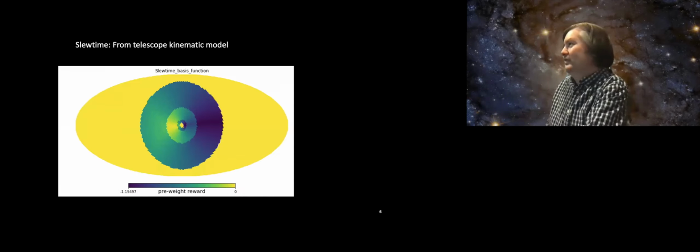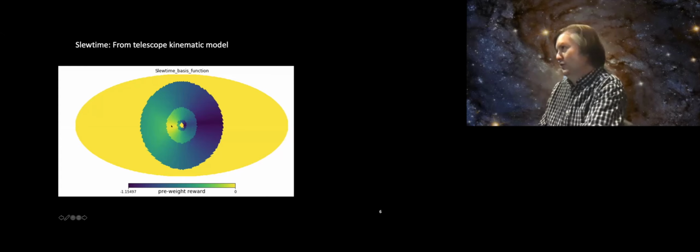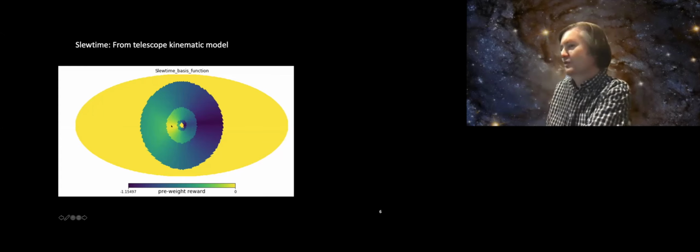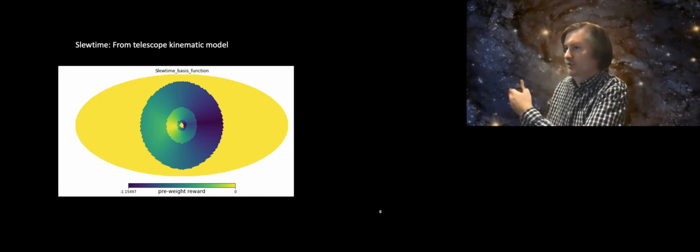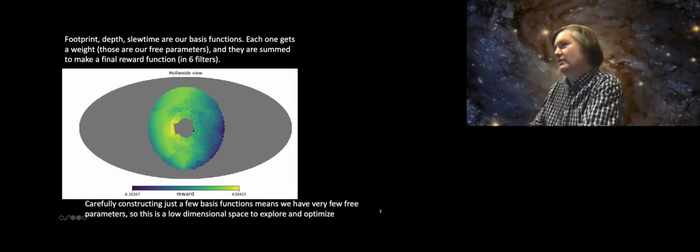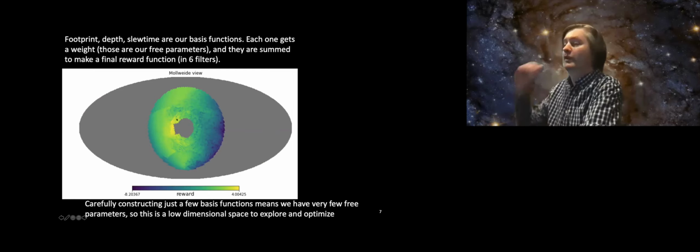Then finally, we have a kinematic model of our telescope to figure out how long it would take to slew to different positions. And so if we can observe somewhere near where we're already pointing, that's good. If we have to spin our big dome 180 degrees, that's bad. We also include some masks and things. And finally, these sum together to give us a final reward function.